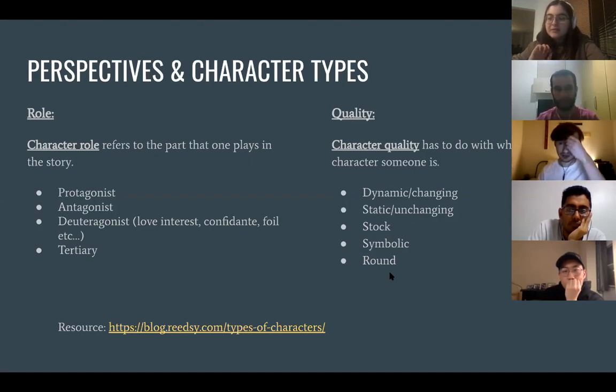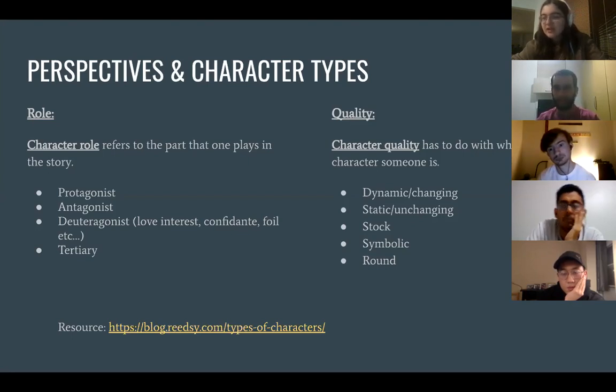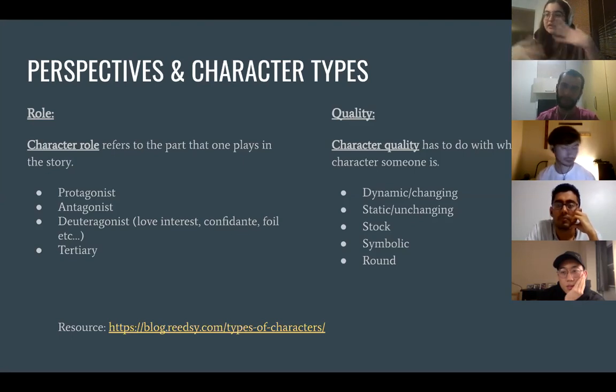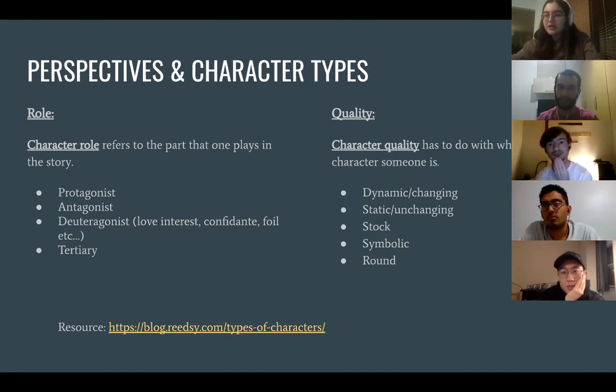And can I add something? Sorry, go ahead. Yeah, maybe an example of a popular static character, a character that doesn't change, is Katniss from the Hunger Games. For most of the time, throughout the entire films, she's just sticking to her own beliefs and going against the society or a situation that's changing. So she's really very stubborn throughout the entire film.